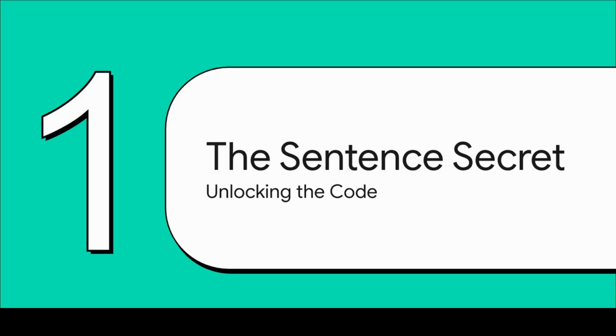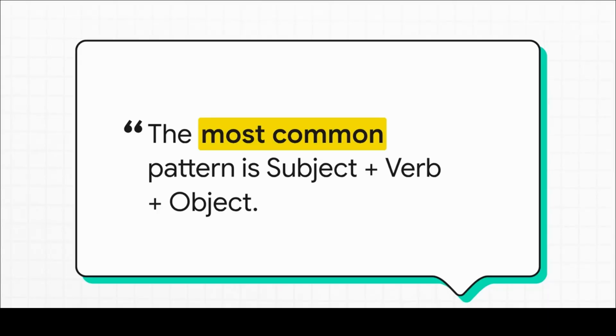All right, you ready for the big secret? In this first part, we're pulling back the curtain on the single most important pattern in the whole English language. And there it is. That's it. Subject plus verb plus object. Seriously, this isn't just some loose guideline, it's the most common pattern you will ever see and use. Think of it as your golden rule for sentence building.